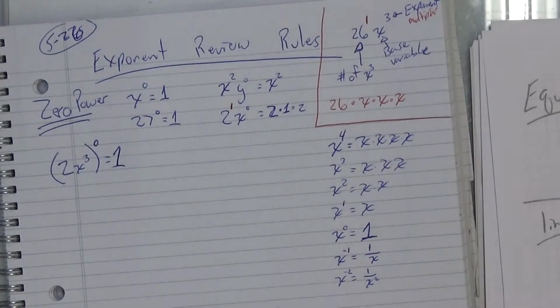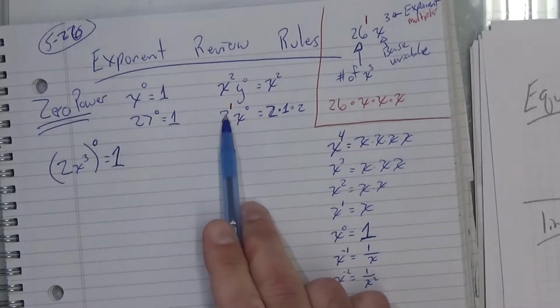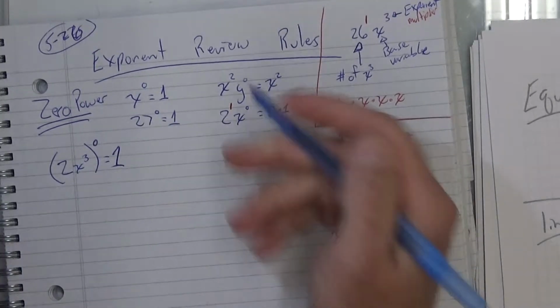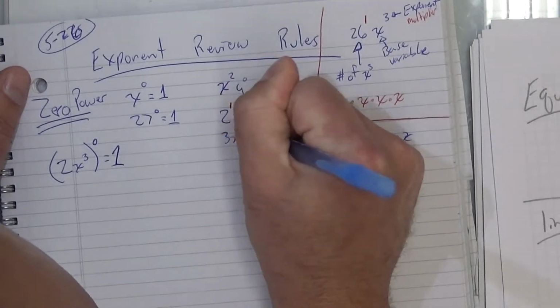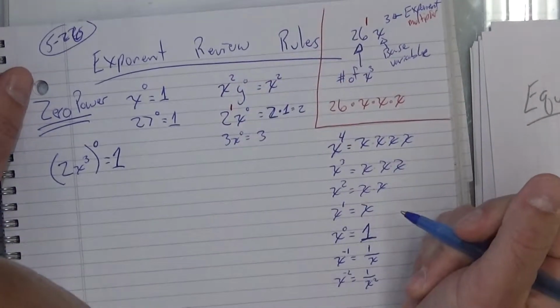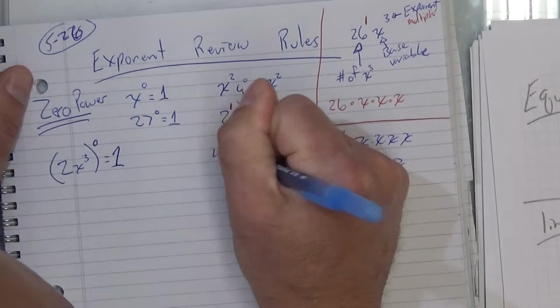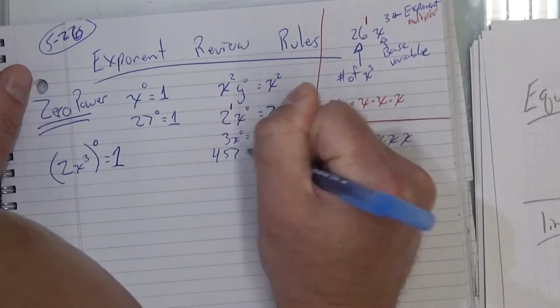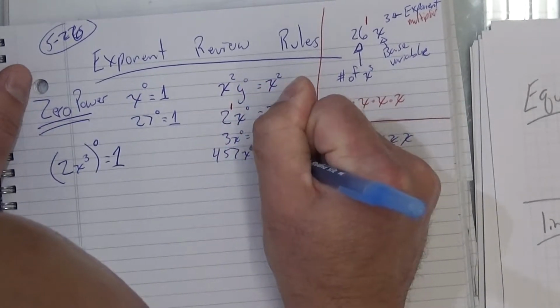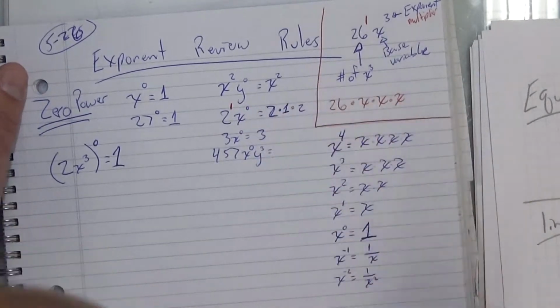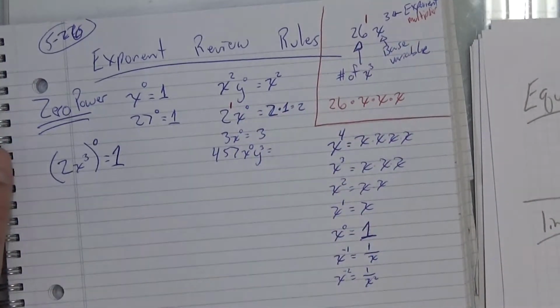If this is a 3x to the 0, it'd be the same thing. 3x to the 0 equals 3. All right? 457x to the 0, y to the third equals what?